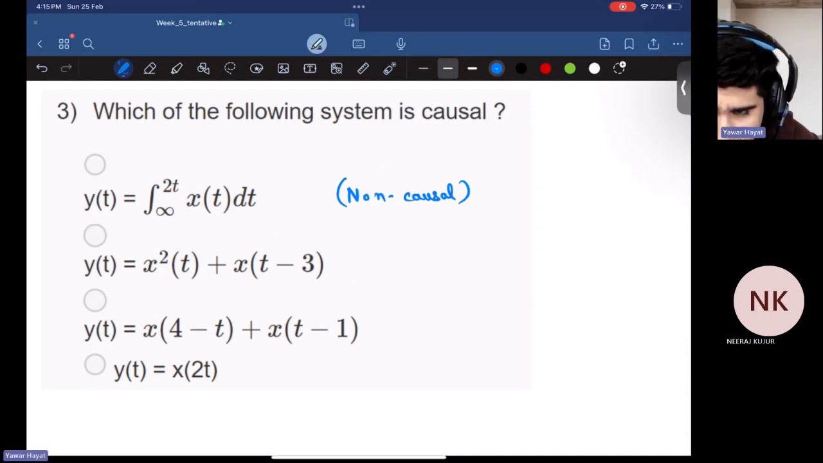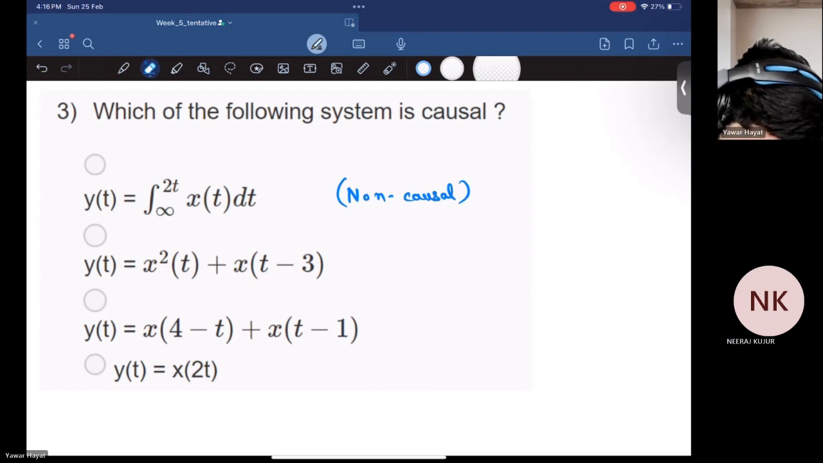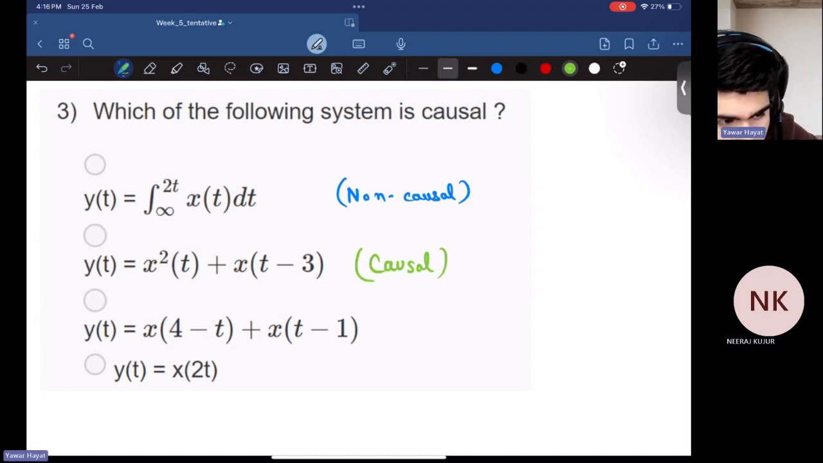Now coming to part B. Part B is x squared of t plus x of t minus 3. What about this? Sir, it is causal. Why? Because the output is not depending upon any future instance of time of the input. So this is causal. What about the third part? Sir, it is non-causal.